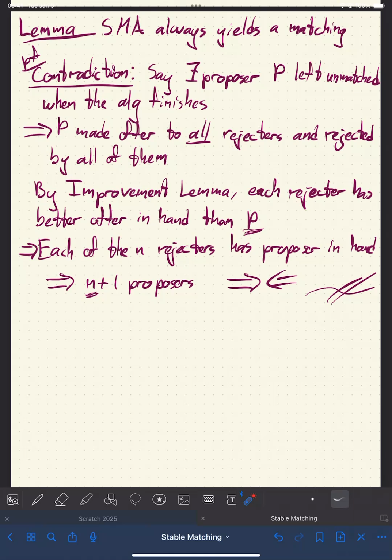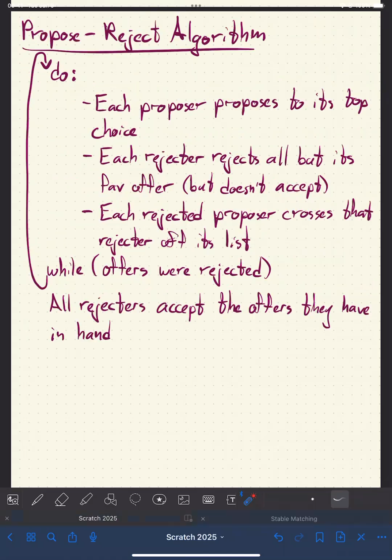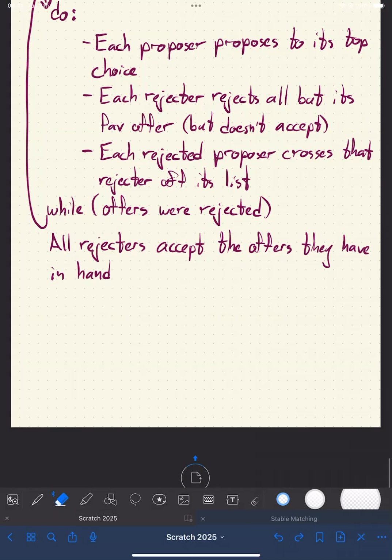Great. And someone asked during class, how do we know that a rejector only gets matched with one proposer? How do we know that they don't get matched with two proposers or something? Again, we need to look at the algorithm. The rejector always rejects all but its favorite offer. So it's not like the rejector gets matched out of the blue. The matching happens by the algorithm, and the algorithm says the rejector only ever keeps one proposer in hand at any time, and it rejects all the others.